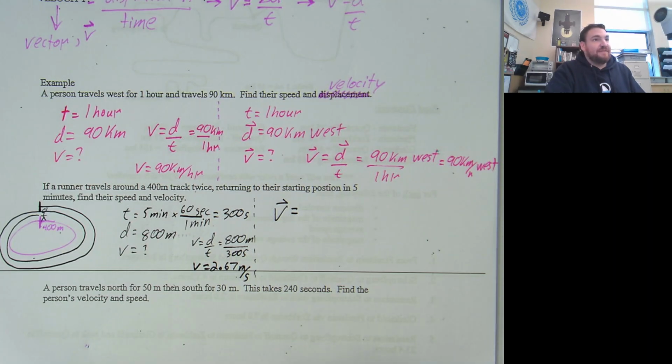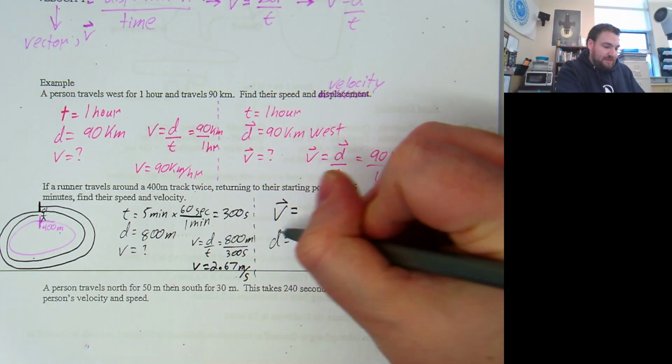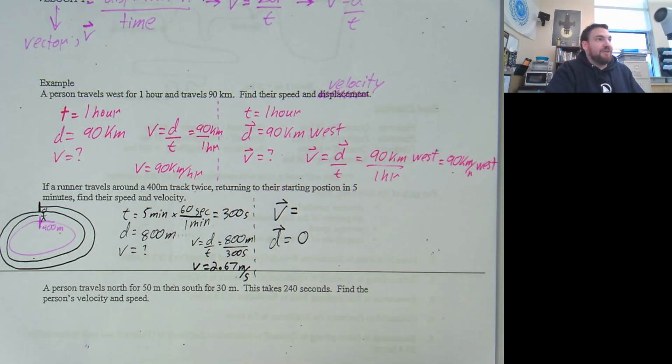Kai is suggesting that the velocity is 0. Why, Kai, do you want to say that the velocity is 0? Because displacement is 0. Displacement is 0 because the person started and ended in the same spot. So then the velocity is 0.